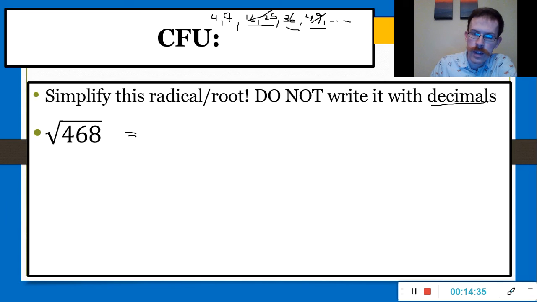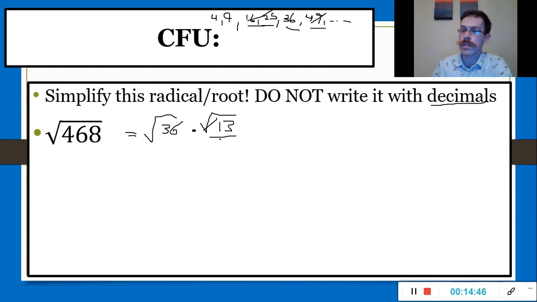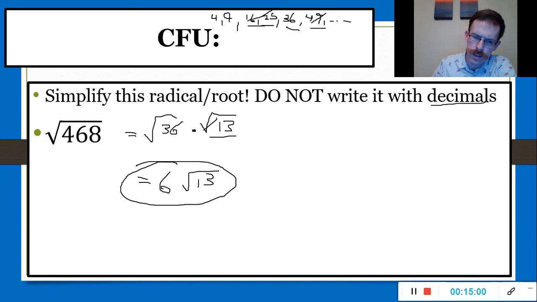And if I do 36, that's the same thing as square root of 36 times the square root of 13. Now 13 is definitely good because 13 is a prime number. I can't break that down. So square root of 36, 6, times the square root of 13. But this is going to be our answer. Square root of 468 is the same thing as 6 square roots of 13.